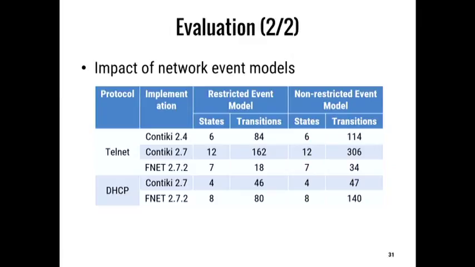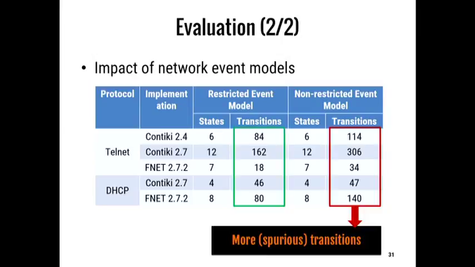These results show the impact of our optimizations. The restricted event model means the event model where it only considers feasible orders of events, whereas the non-restricted event model considers infeasible or feasible orders. It considers all possible orders of events. As you can see, there are a lot of transitions in non-restricted event models, and these are all spurious transitions.